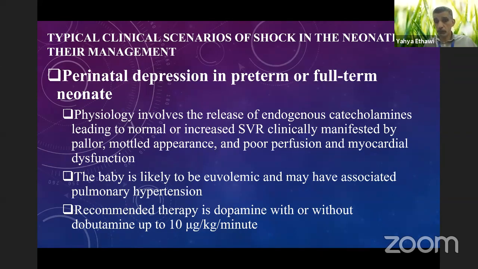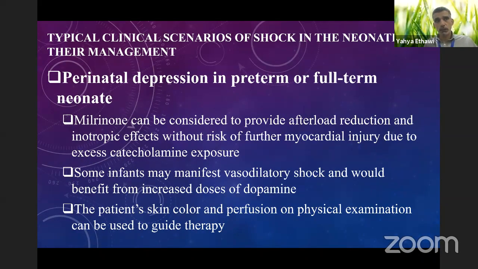Remember, these babies might have pulmonary hypertension when you consider inotropes. So the recommendation of dopamine with or without dobutamine should be up to 10. Do not use more than 10 unless you do an assessment and see what you are missing. The trend of using dopamine and dobutamine at the same time is not acceptable unless you really need it.